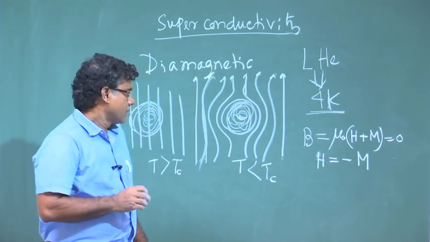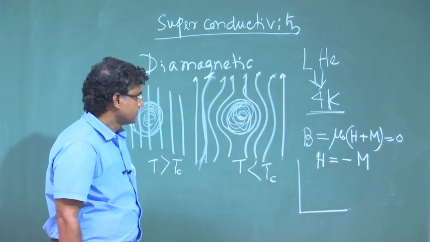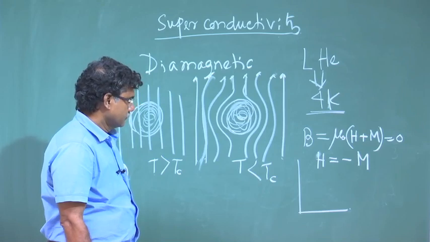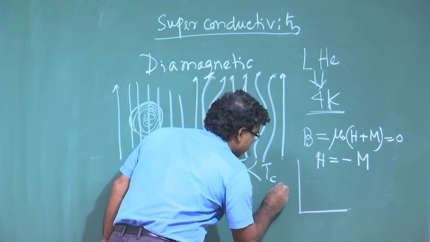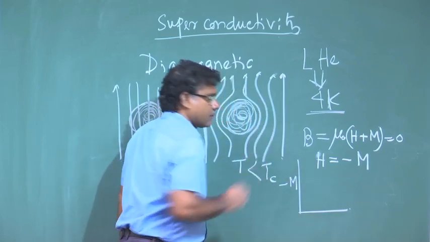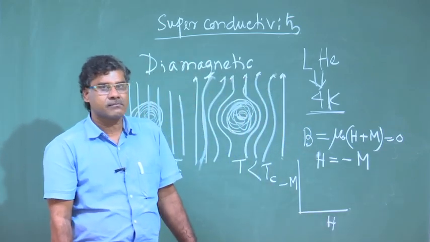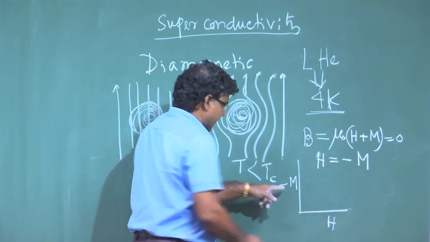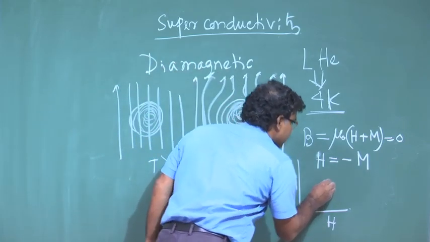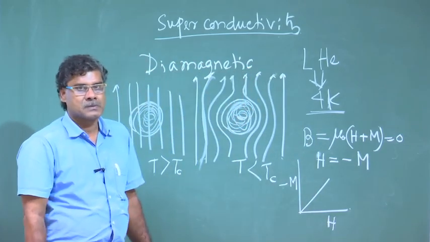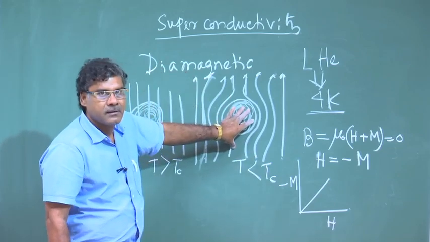So, when you draw the magnetization as a function of magnetic field, what will you see? Here I have taken the negative sign. Okay. So, you will see this type of change, keeping the temperature below Tc.